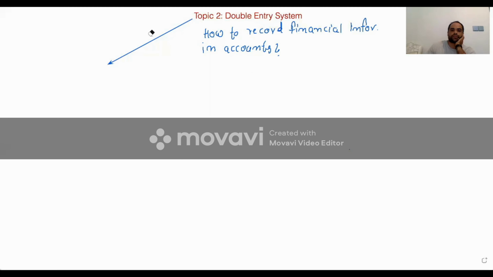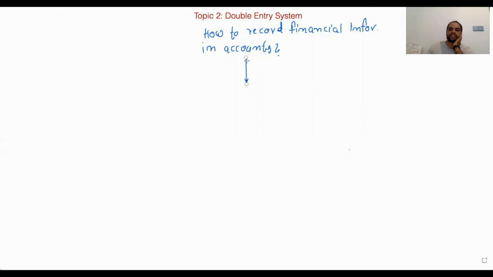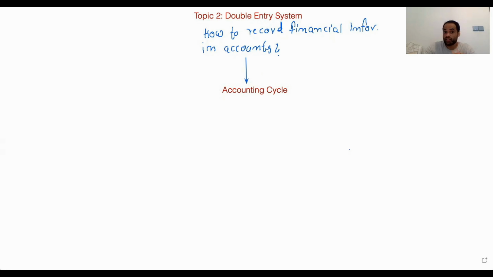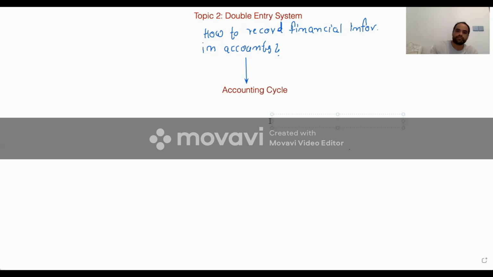So we will have a look at how companies prepare accounts, or how companies record financial information in their accounts. In order to understand these things, we have to learn the accounting cycle. What is the accounting cycle? Basically, it's a process that helps us to prepare financial records. This accounting cycle has 5 steps. These 5 steps help us to prepare financial accounts or financial statements, right?